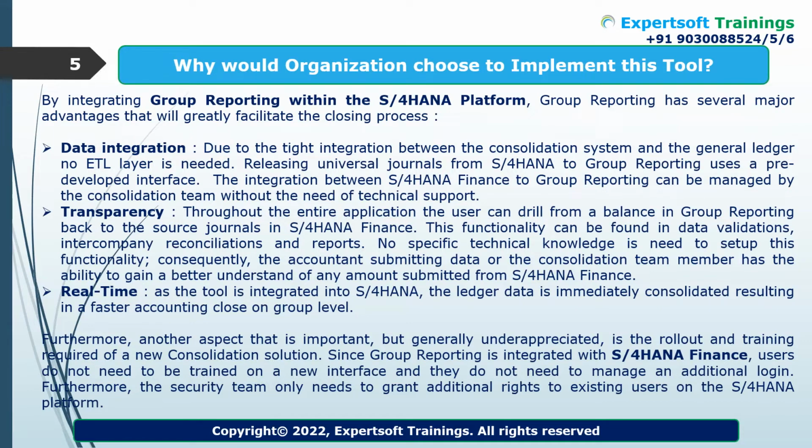So the transaction data for group reporting is actually stored in a separate table which is called ACDOCU. ACDOCU is the separate and dedicated table for group reporting.